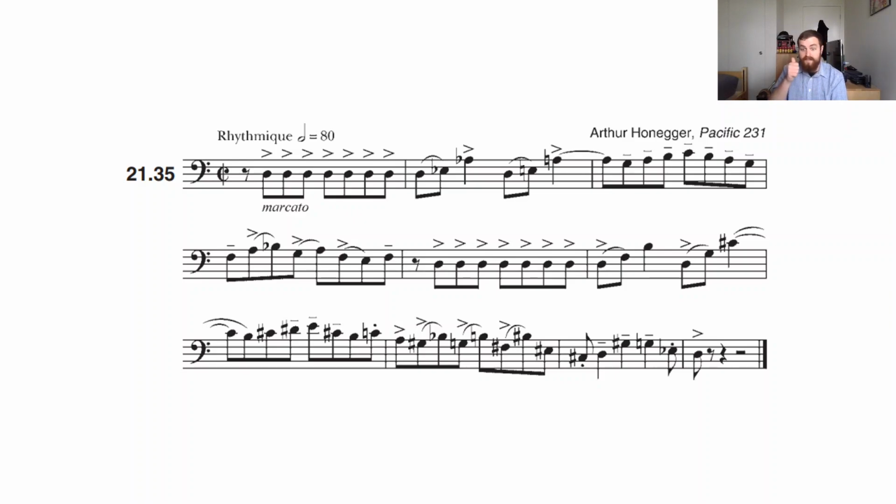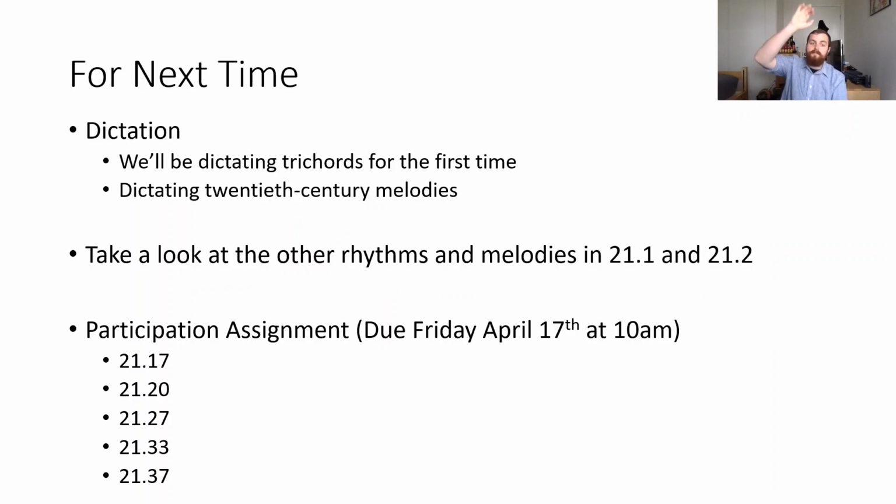So that's it for singing for right now. For next time, we'll be dictating trichords for the first time. So if you are still not conceptually or orally clear on trichords, I would definitely check out Monday's video again, okay? We'll also be dictating melodies like the ones that we've been playing today, or singing today, okay?